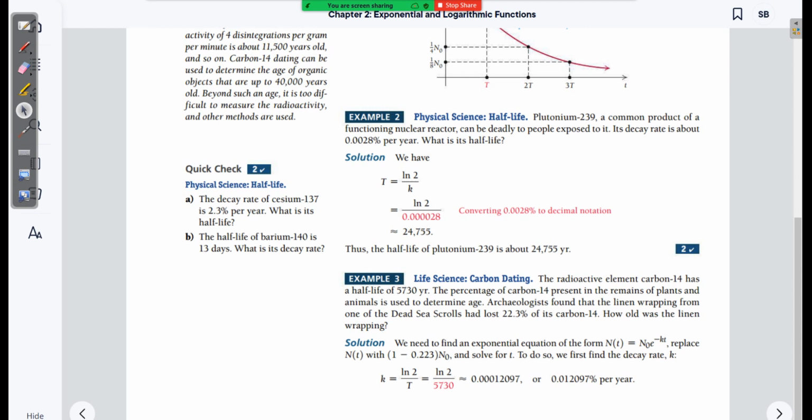And next up we're going to talk about carbon dating, and again we're going to be using the same formula, so I'll go ahead and put it at the top again. The initial formula, kt is equal to the natural log of 2. Okay, we're just going to roll from there.